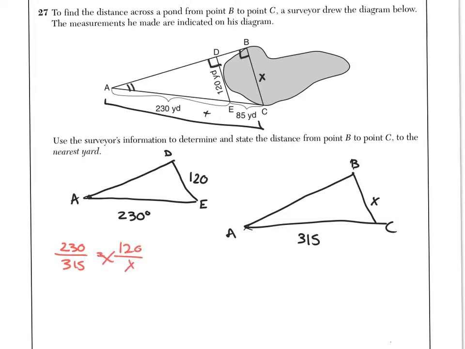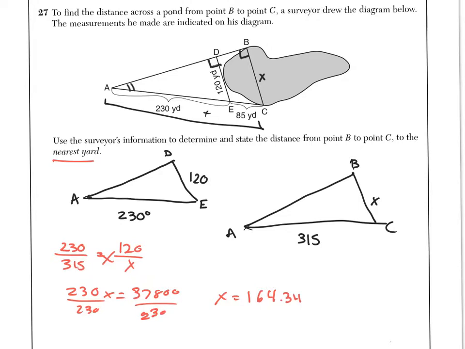Cross multiply those guys. And we get 230X is equal to, well, let me just get my calculator out because I can't do that one in my head real quick. It's going to be 120 times 315. All right, we get 37800. Divide these guys by 230. And we get X is equal to 164.34. It keeps going. But since it's asking us to round to the nearest yard, we will round this number.